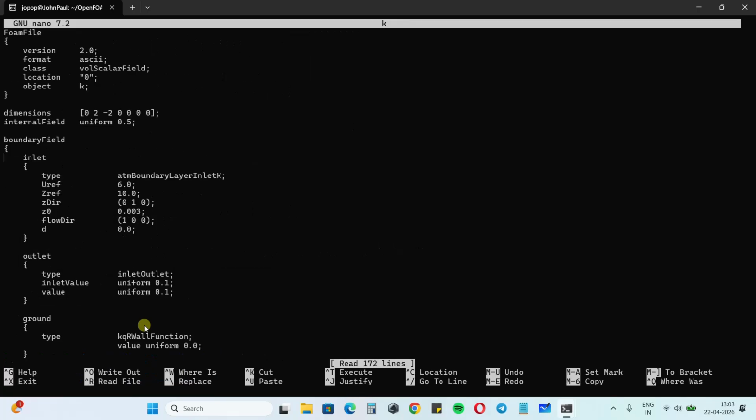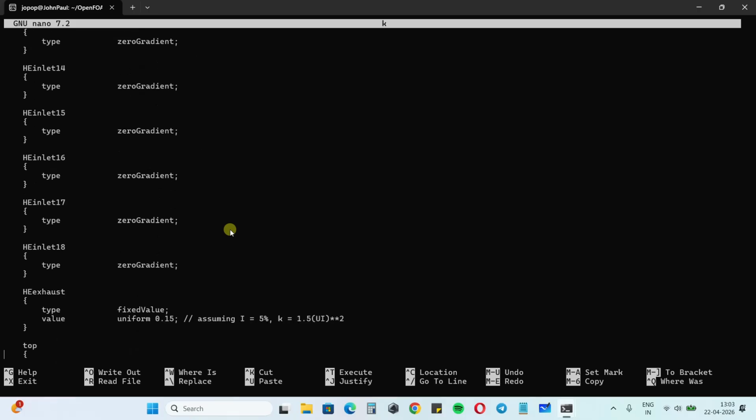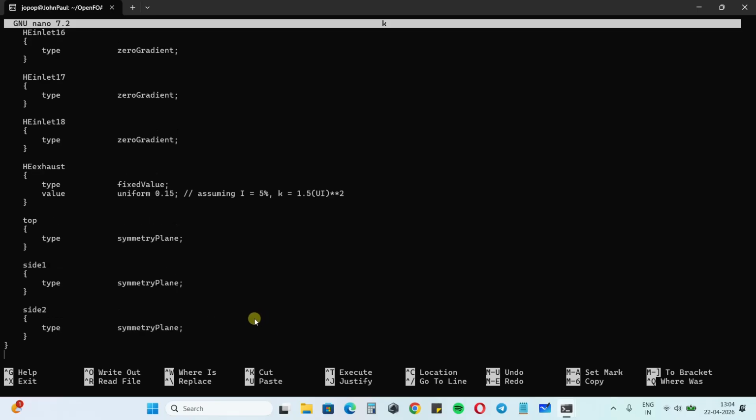So again, I haven't changed much with respect to turbulent properties. You have the atmospheric boundary layer wall function, the same inlet velocity, mean flow velocity, and the outlet is again considered as the inlet outlet condition. Then you have a smooth wall function over the wall. At the exhaust, basically an inlet in our case, computationally we are specifying the turbulent kinetic energy based on an assumed turbulent intensity of 5%. So that's how it's done for turbulent kinetic energy K. Save it, Control O, Control X.